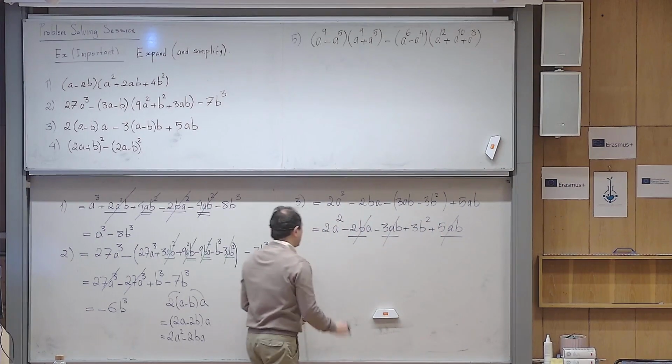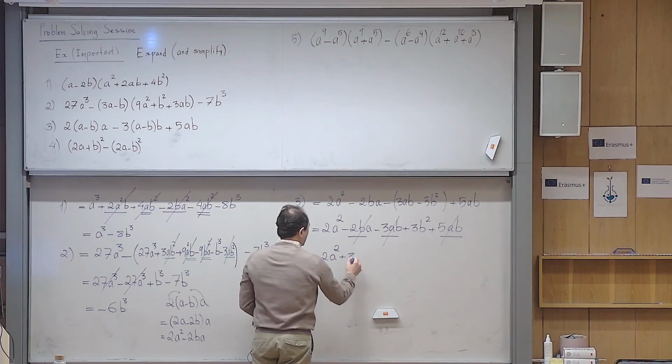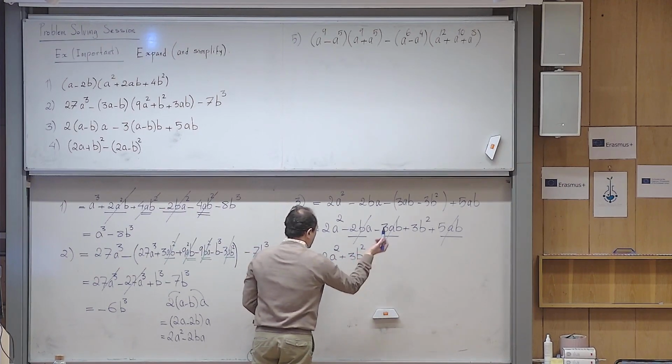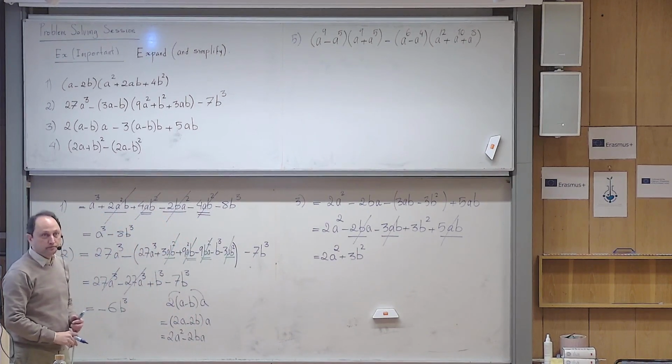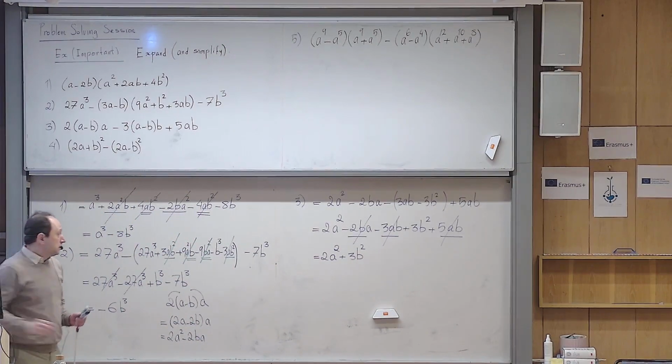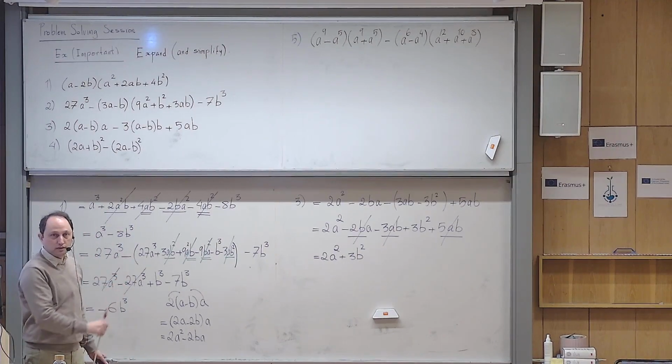So what is left is just 2a squared plus 3b squared. And that is it, I cannot continue further. So how many of you got this right? So this is 2a squared plus 3b squared. How many of you got this right?